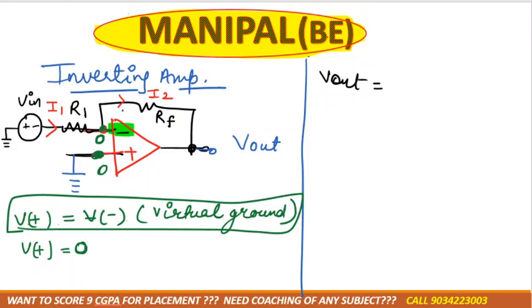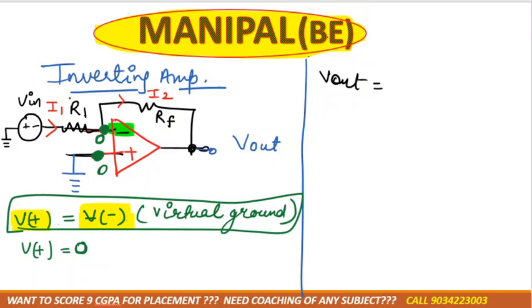It is not 0 at the feedback. See, I told you the voltage at the positive terminal is equal to the voltage at the negative terminal, right? So the voltage at the positive terminal is how much? 0. The voltage at the negative terminal is also 0.